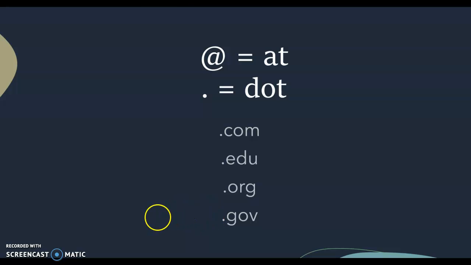Then we have org, and we usually say org. This means organization, and you see it a lot for, it's kind of like .com. And the last one is gov, so .gov. We use that for government offices. So we have .com, .edu, .org, .gov.